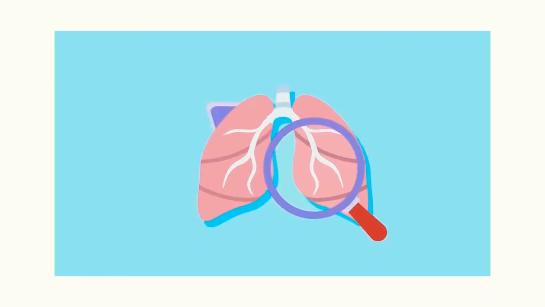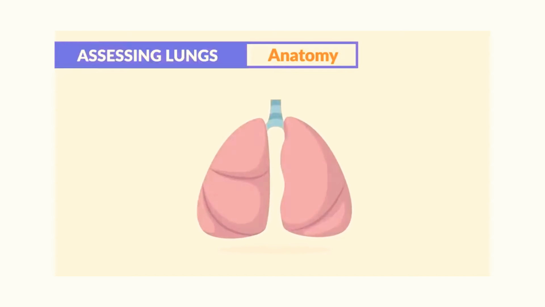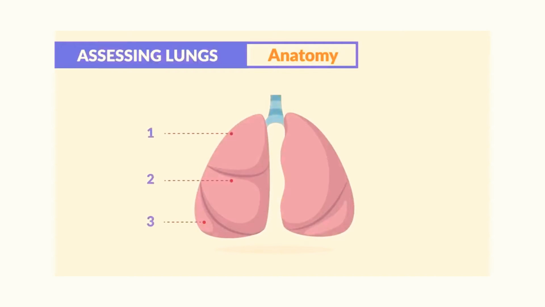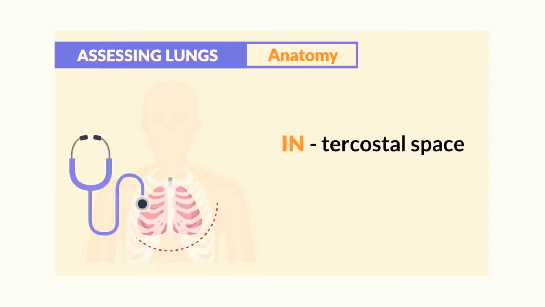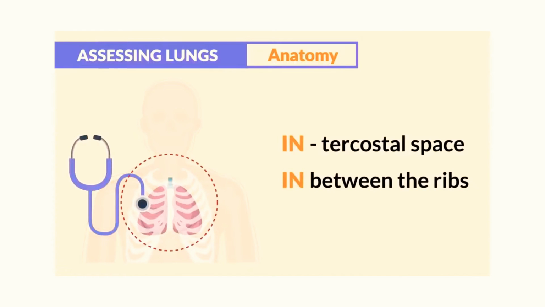Moving on to the next slide. Now, for assessing the lungs, it's critical to understand the normal anatomy of the lungs. Starting with the lobes, the right side of the lung has three lobes, and the left side only has two lobes. When we're listening to the lungs, we listen in between the ribs. This is called the intercostal space. So just think, in between the ribs, for intercostal, is where we listen.